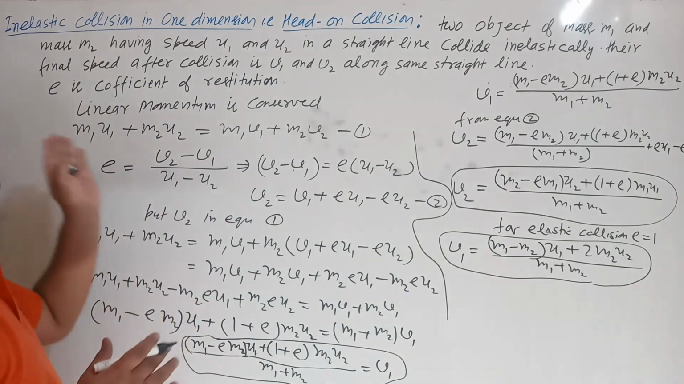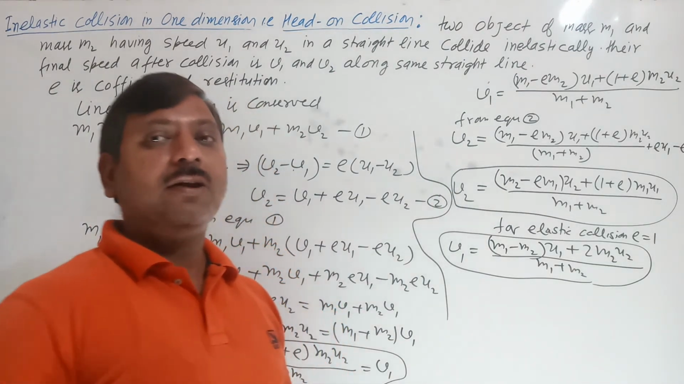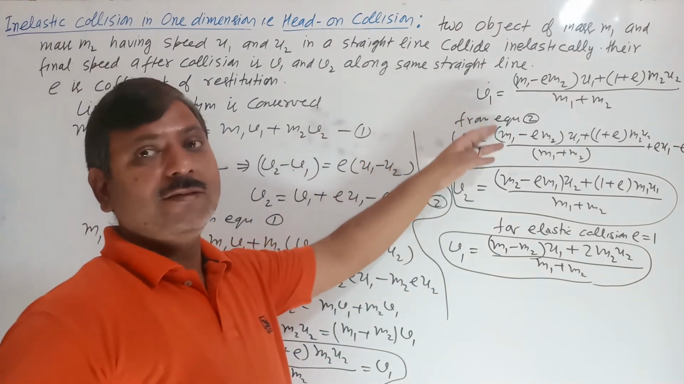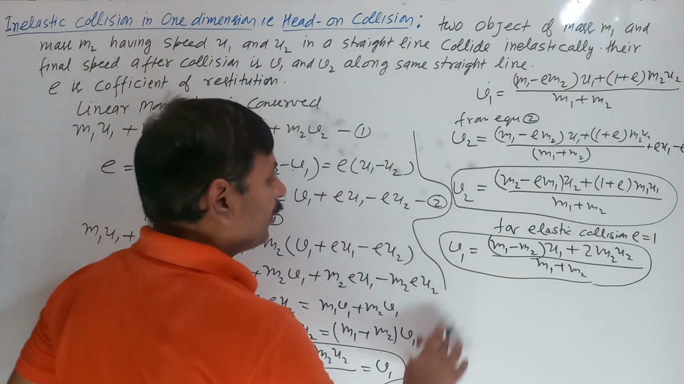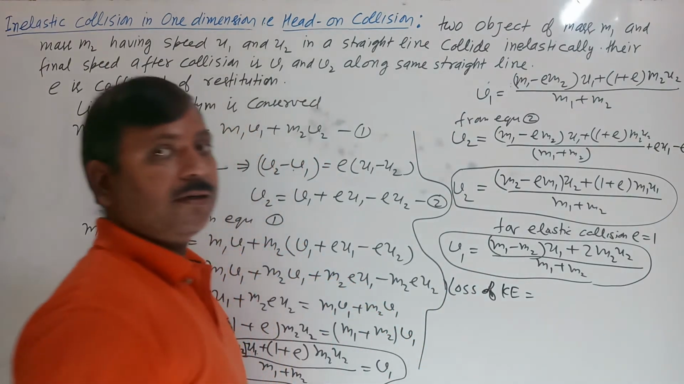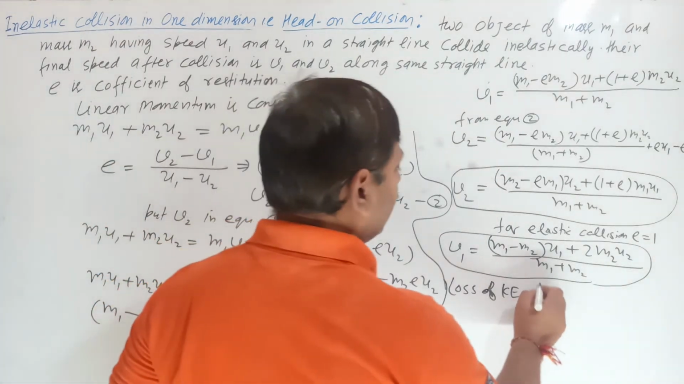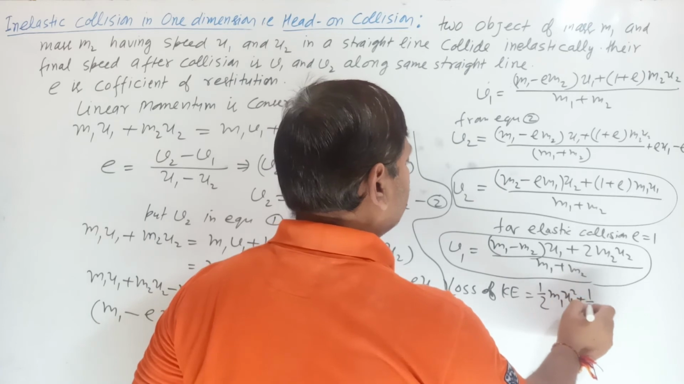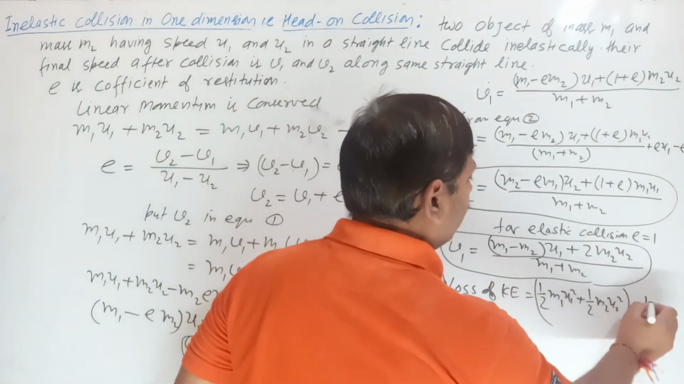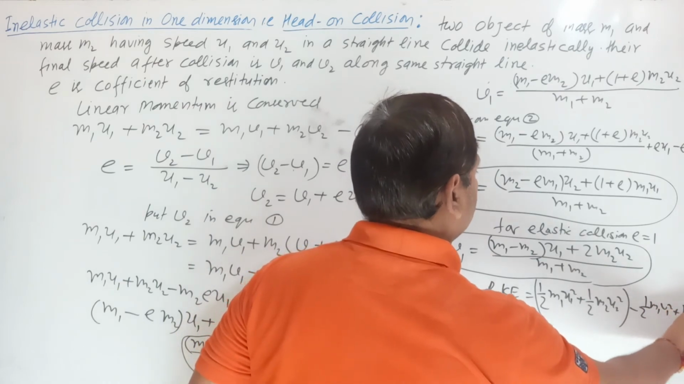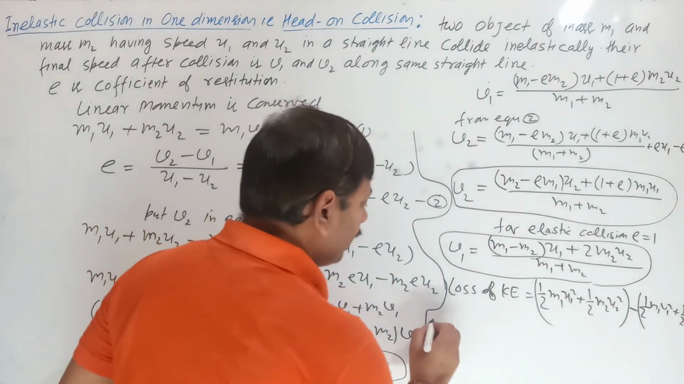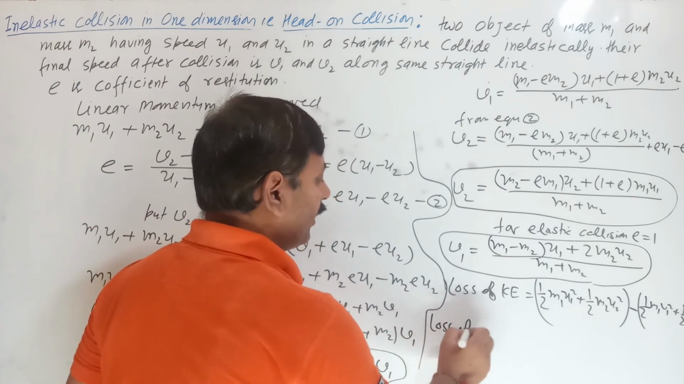Just see here, what we have told, in inelastic collision there is loss. ठीक है, loss of kinetic energy. तो we can also find the loss of kinetic energy. Loss of kinetic energy mean initial kinetic energy minus final kinetic energy. तो initial kinetic energy mean half m1 u1 square plus half m2 u2 square. This is initial kinetic energy. And what will be the final kinetic energy? Half m1 v1 square plus half m2 v2 square. If you are putting all v1 v2's value here and simplify, you will find loss of kinetic energy.